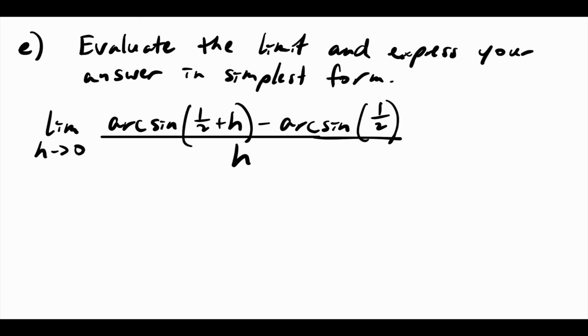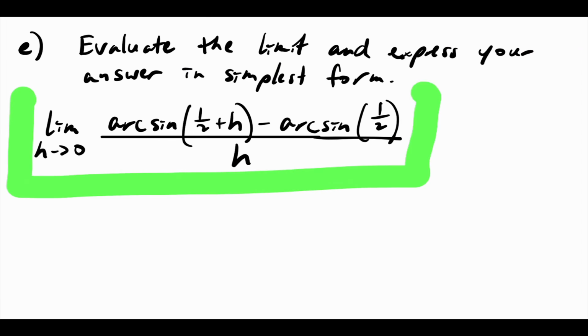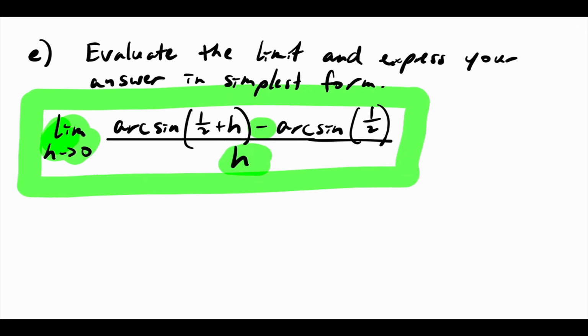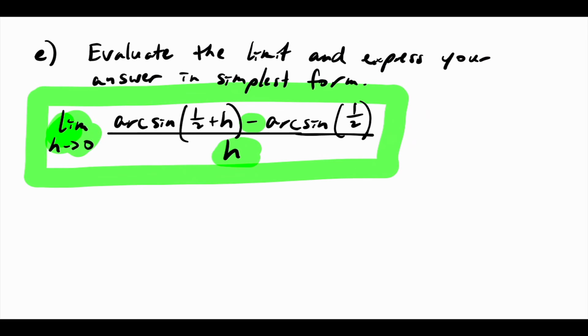This outline right here: anytime you see this setup, no matter what's on the inside, you see this, you see the h here, you see the minus there, this is pretty much saying find the derivative. That's all it's saying. Well, to find the derivative, you need a function. What's the function here? What are we trying to find the derivative of?